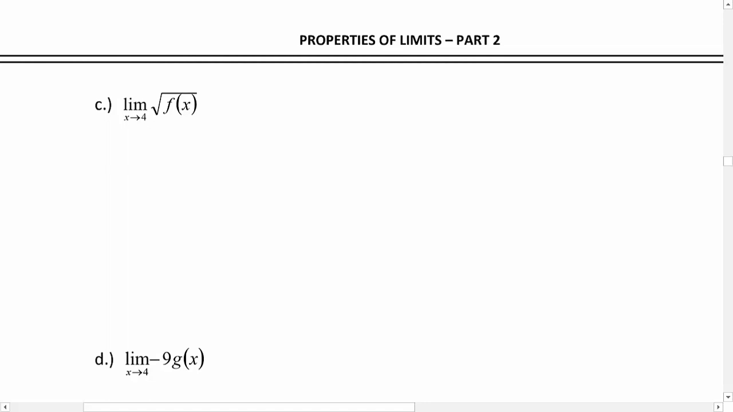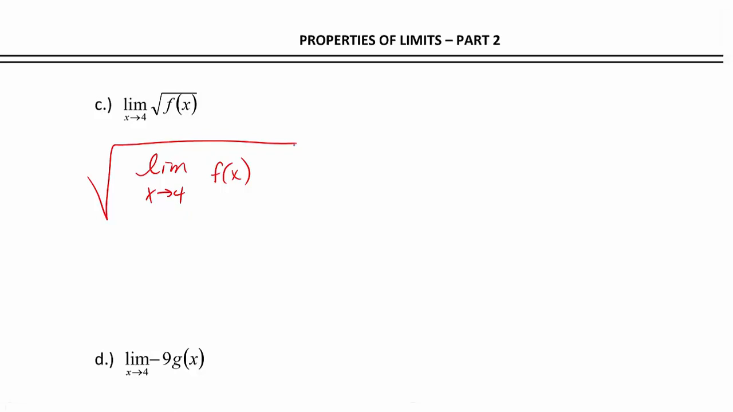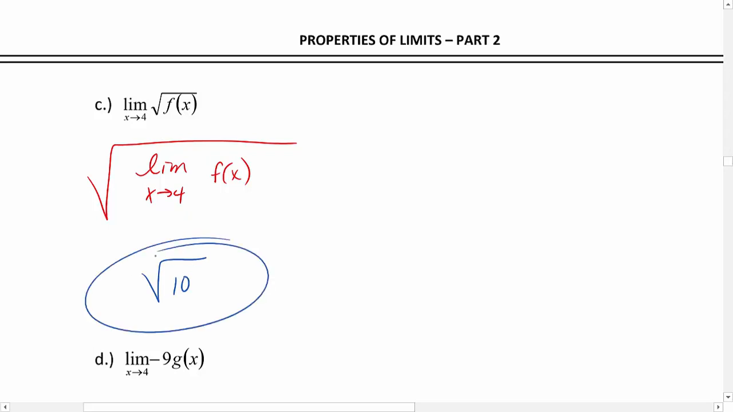In part C, we want to find the limit as x approaches 4 of the square root of f of x. Our limit rule for radicals tells us this is the same as the limit as x approaches 4 of f of x, and then take the square root of that result. The limit as x approaches 4 of f of x was given to us. It's equal to 10. So we get the square root of 10. That can't be simplified. There's our answer.